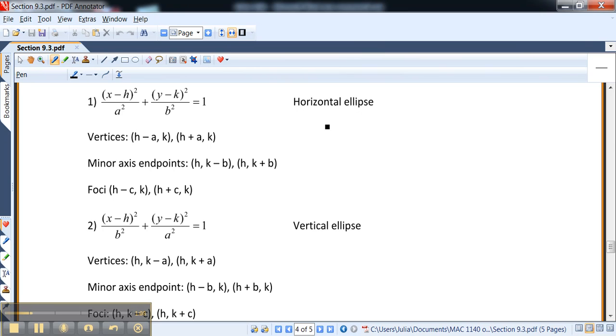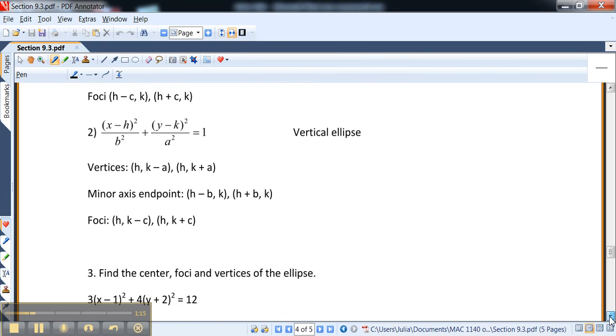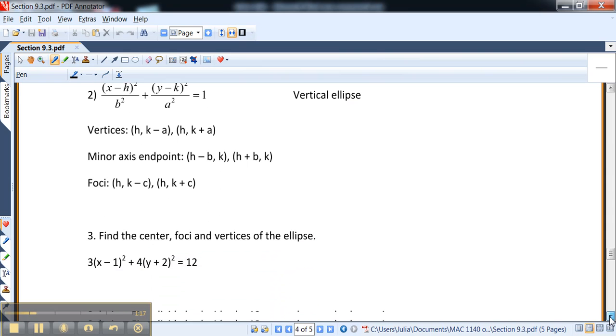Again, we think of a and b as the distance in this case, not so much the coordinates. And same thing for the foci. Now let's take a look at this example right here. Notice it's equal to 12, so it's not in the standard form. So to get it to be in the standard form, we have to divide by 12.